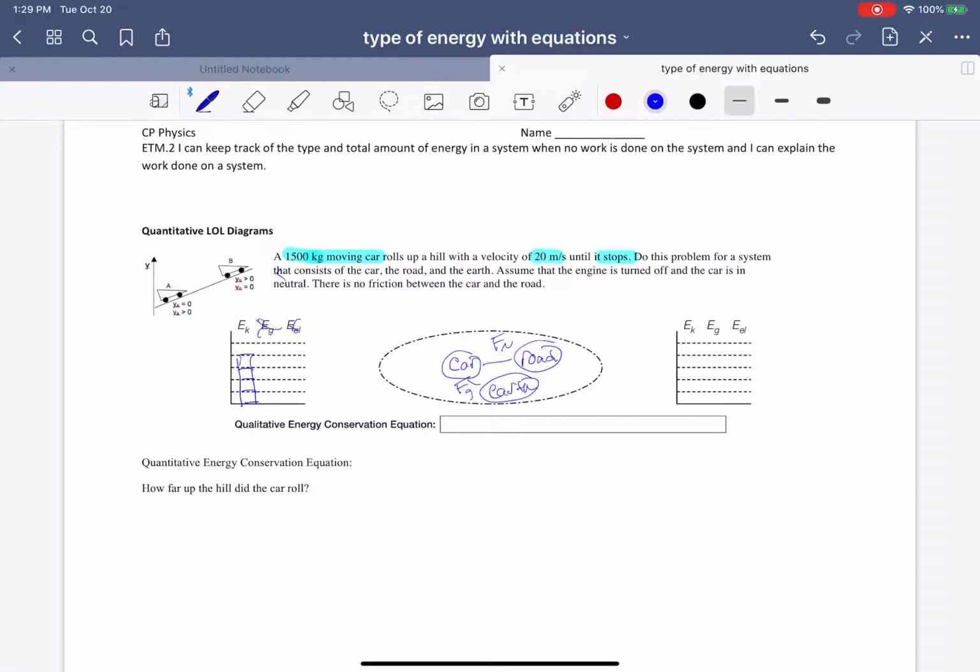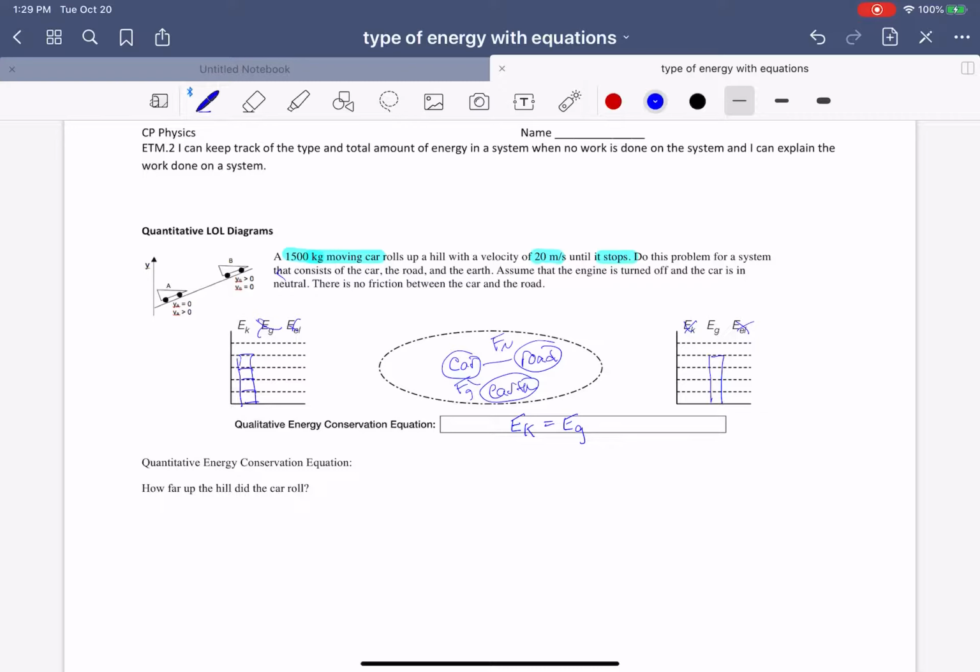At the top of the hill, as you can see, it is not moving, but it is above my y equals 0, so it's not moving and nothing is deformed. So all of that kinetic energy in the car was transferred to gravitational energy in the gravitational field. So I would write that my kinetic energy in the car equals my gravitational energy in the gravitational field. So the question is, how far up the hill did it go?